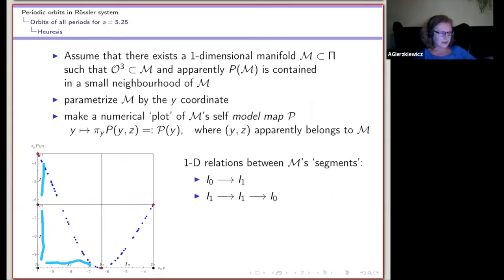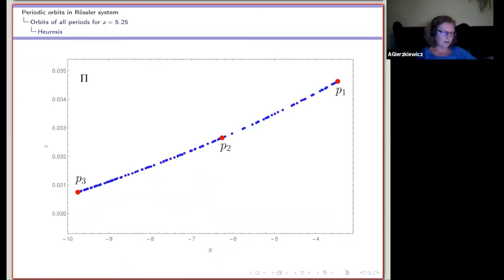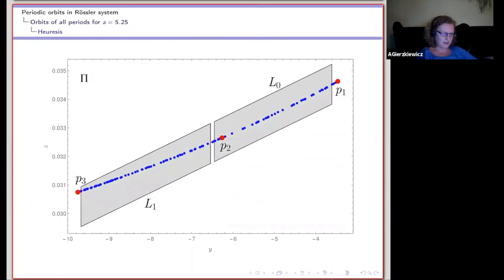So with these relations, one could produce, in Sharkovskii theorems, infinitely many natural periods, and we try to do a similar thing for a two-dimensional map. So we want to find similar two-dimensional H-sets lying probably somewhere there, which fulfill similar horizontal two-dimensional covering relations. And it could be done indeed.